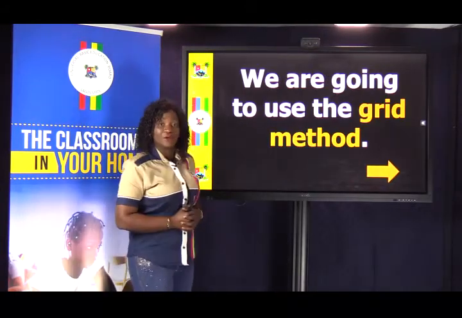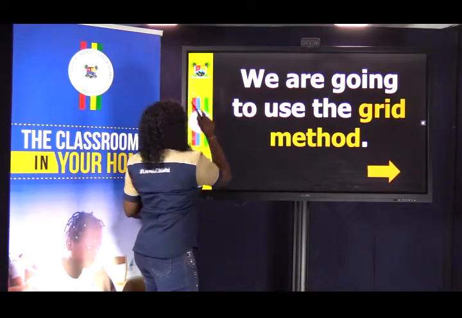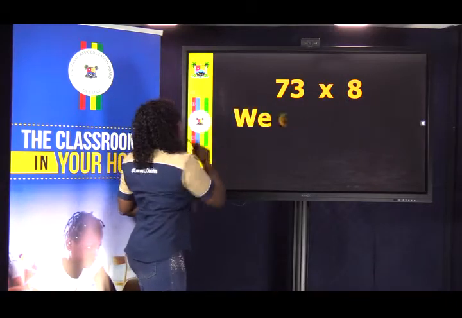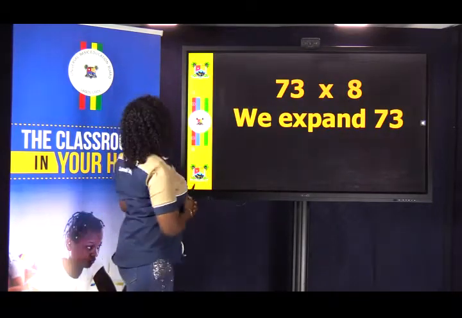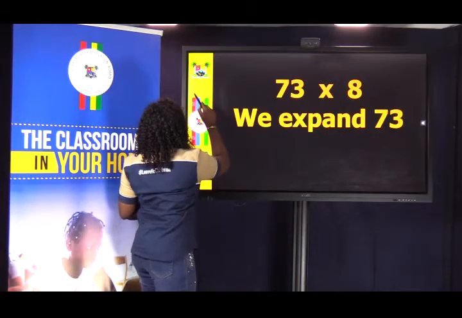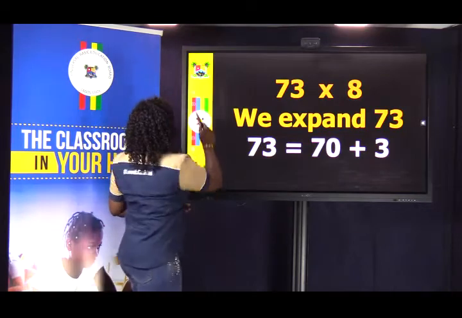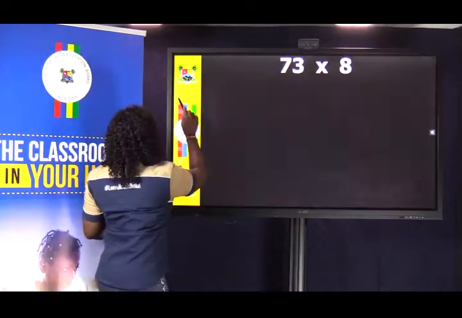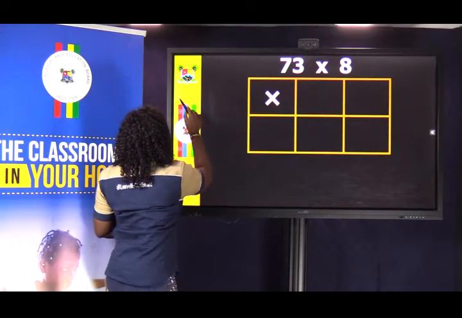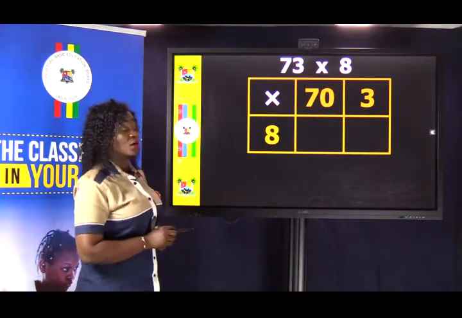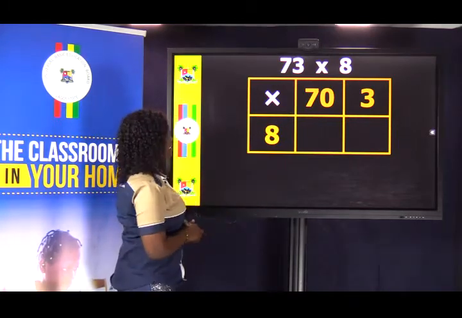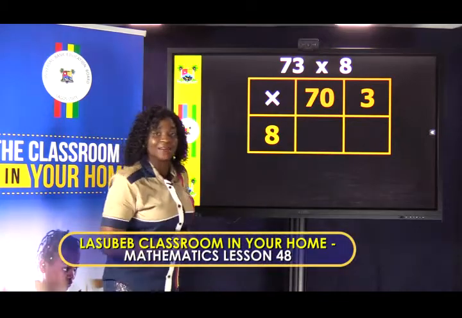We are going to use the grid method. We've been using it before; you are familiar with it. 73 times 8. We expand 73. To expand 73, we have 70 and 3, tens and ones. 70 plus 3. So you draw your table. You write the sign you are working with, very important. You write your 70 under the tens column, your 3 under the ones column, and the number you are multiplying with, that is 8.